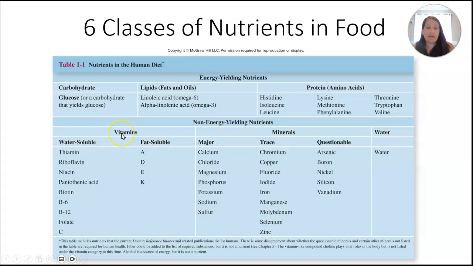And then we've got vitamins. Vitamins can be broken up into water-soluble and fat-soluble. We'll talk about the difference. And then minerals can be broken up into the major minerals versus trace minerals. And then some of these other ones over here, we're not going to talk about too much yet. They're called questionable. And then water. Water is a nutrient that you are going to need in large quantities. Okay, so we're going to talk about each of these in a little bit more detail.